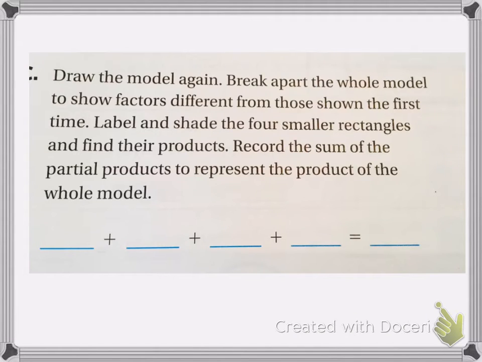We're going to go ahead and draw that model one more time. This time we're going to break apart the model to show the factors different from those the first time. We're going to label and shade the 4 smaller rectangles on our grid paper, and we're going to find their products. Then we'll record the sum of the partial products to represent the product of the whole model taken together. So let's get started. How else can we do this? Let's take a look.